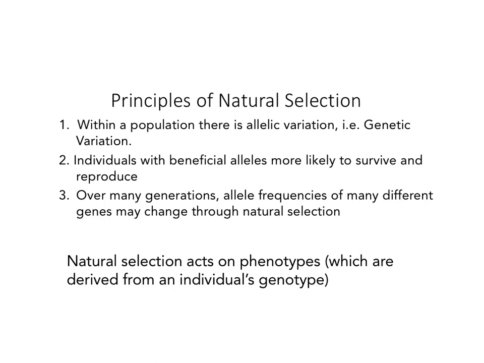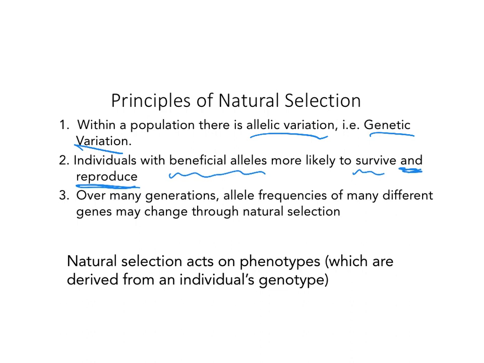Now, in terms of the principles of natural selection, these are the three really important ones. Number one, you've got to have allelic variation. This is that idea of genetic variation in a population. If you don't have any genetic variation, natural selection is not going to be able to act. Now, the second principle is this idea that beneficial alleles will allow individuals to survive and reproduce. Not just to survive, but also to reproduce. And then finally, over many generations, the allele frequencies of many different genes can change through natural selection.